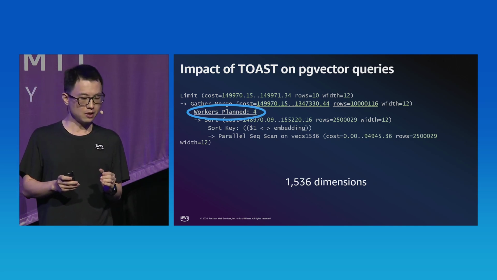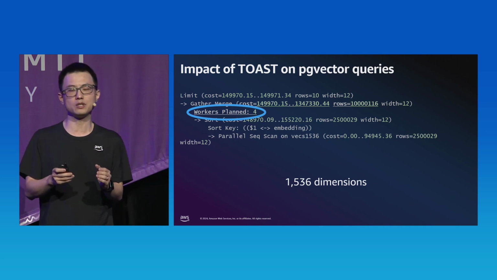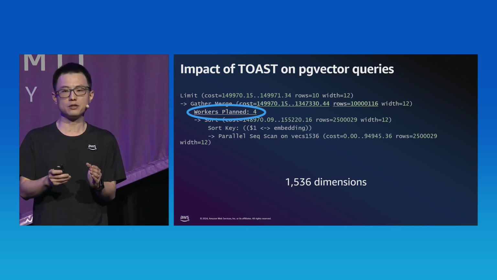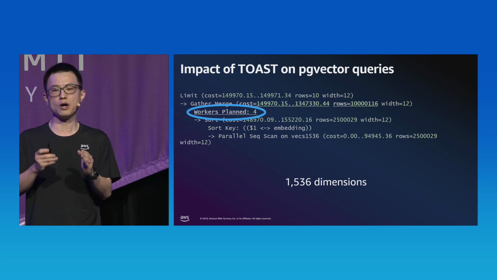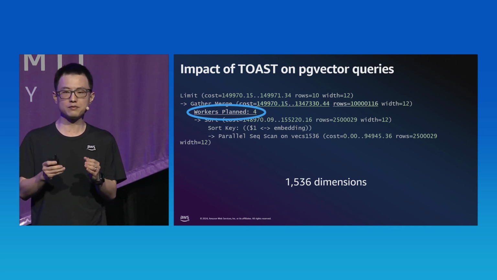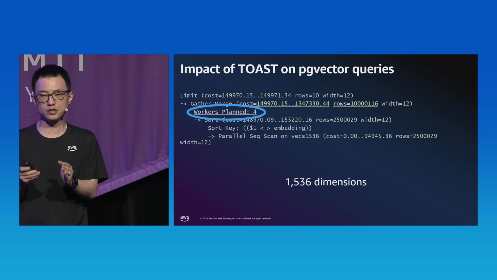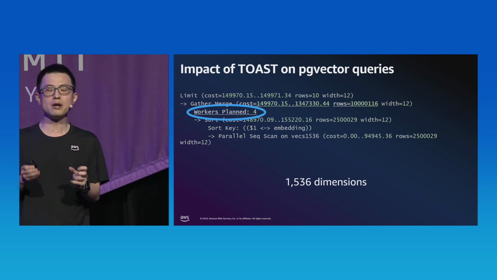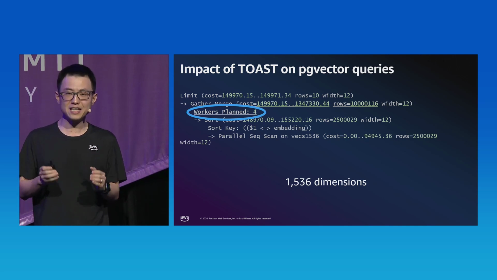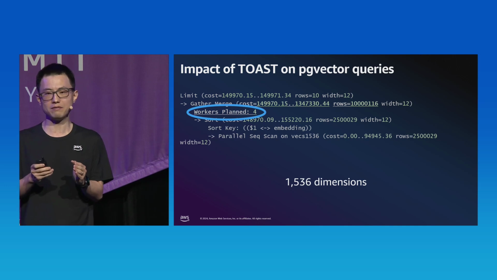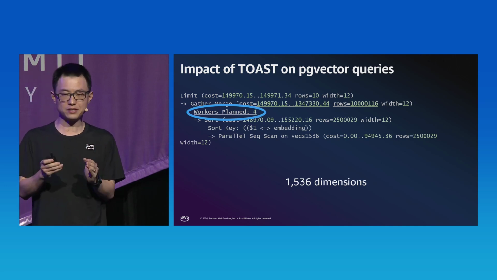Because it's over 1,500 dimensions, it is over 2 kilobytes. It will be automatically transformed into a toast internal table. The query planner actually will see less data here. That's why it planned fewer workers.